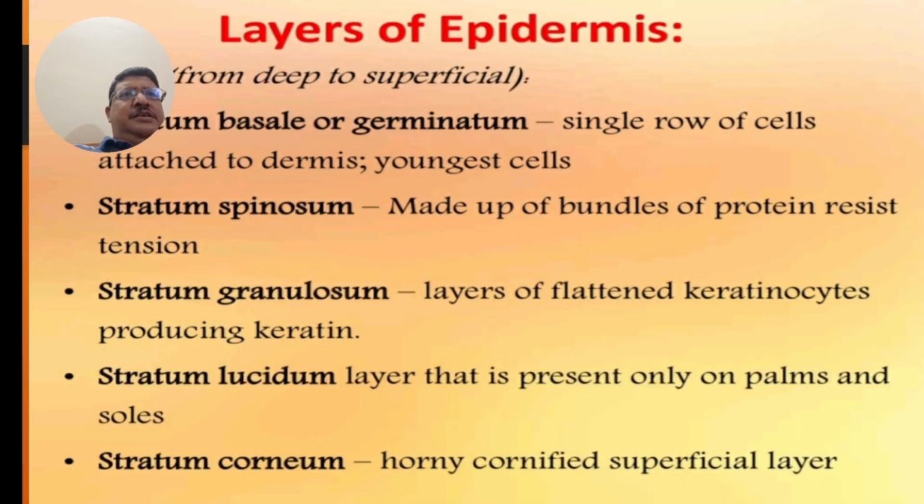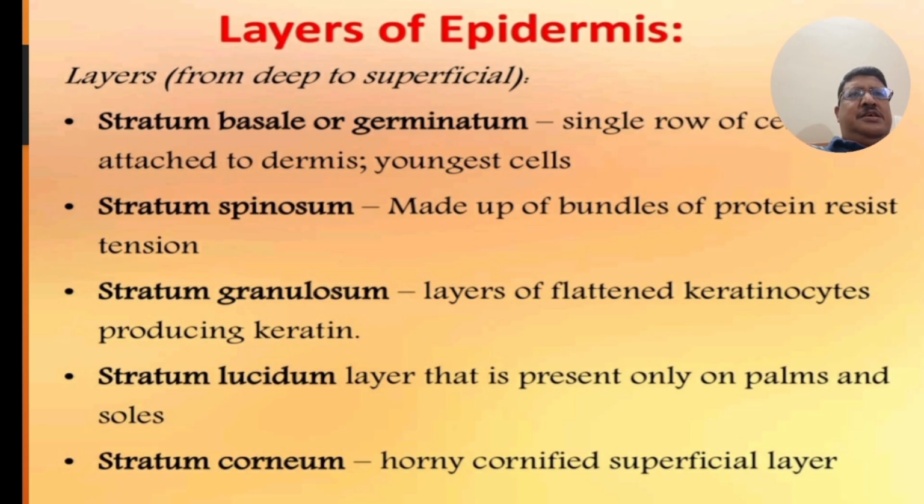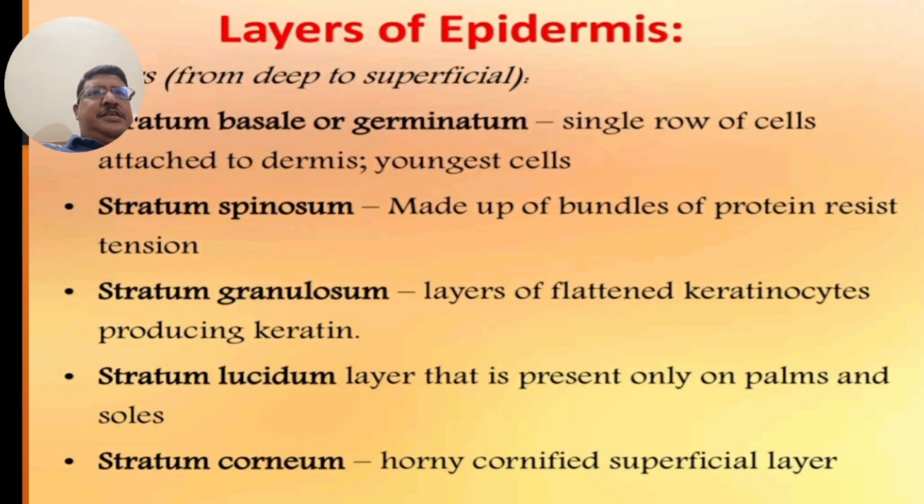Now layers of epidermis. So layers from deep to superficial: stratum basale or germinativum, a single row of cells attached to the dermis, the youngest cells; stratum spinosum, made up of bundles of protein that resist tension; stratum granulosum, layers of flattened keratinocytes producing keratin; stratum lucidum, a layer present only on palms and soles; stratum corneum, the horny cornified superficial layer.